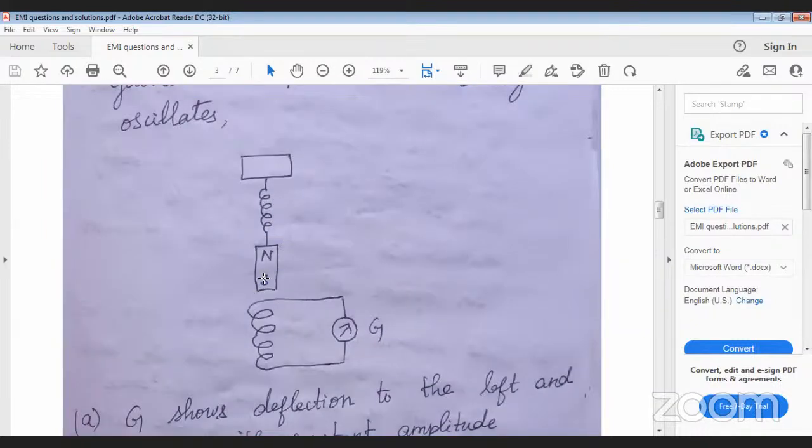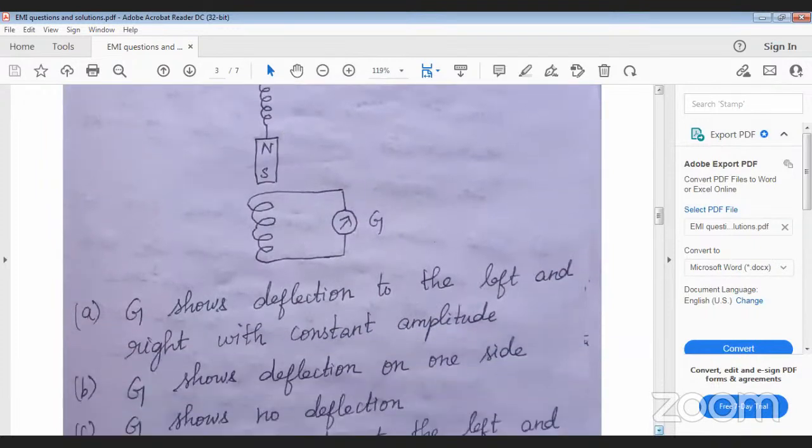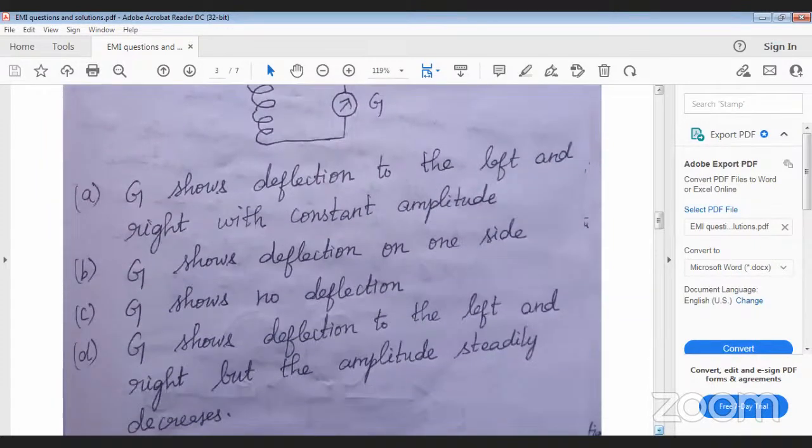That is, the magnet can come closer to the coil and it can also move away, due to the attachment of the spring. Now they are asking, when the bar magnet oscillates, what will happen? They have given you 4 options, and we need to choose the right option.